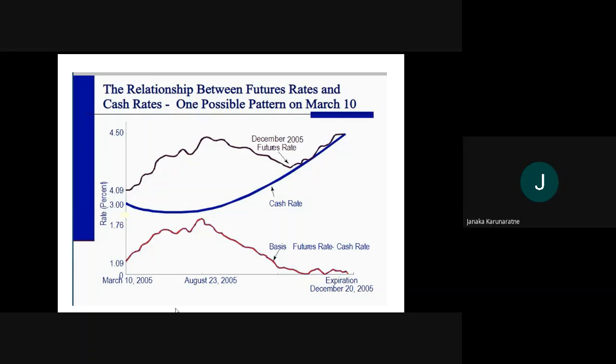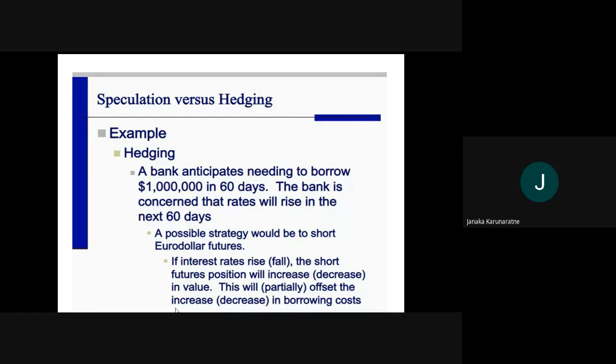It reaches 0 at expiration, because the cash rate and futures rate should come together, so the basis will be 0. There is no benefit towards expiration; you don't get any benefit from the contract. That's how the basis fluctuates. So basis is the futures rate minus the cash rate, and you have to be mindful of that fact when deciding the right time to use the contract. Any questions so far?